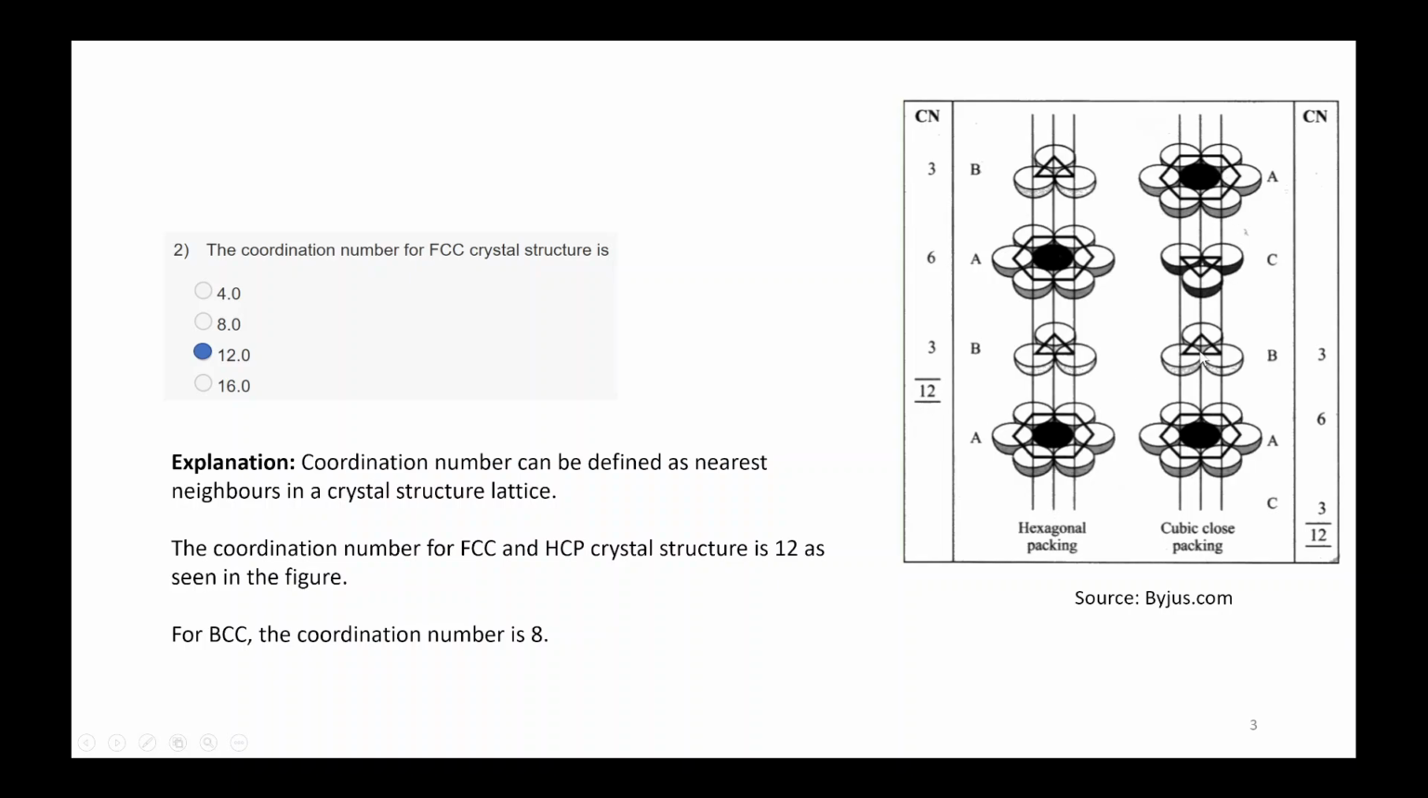In case of FCC it will have a different stacking sequence, but it will have the same coordination number of 12. In case of BCC, when we look at the body center, that atom will have all corner atoms as nearest neighbors. So it will have a coordination number of 8.